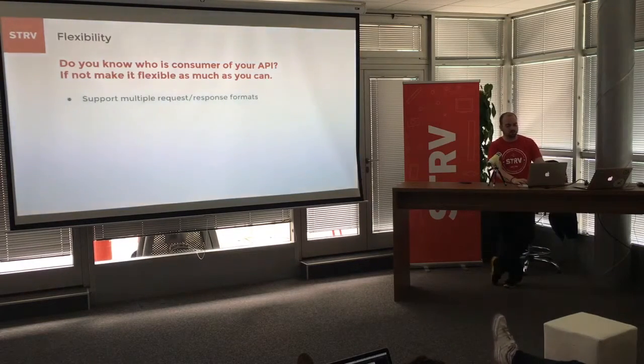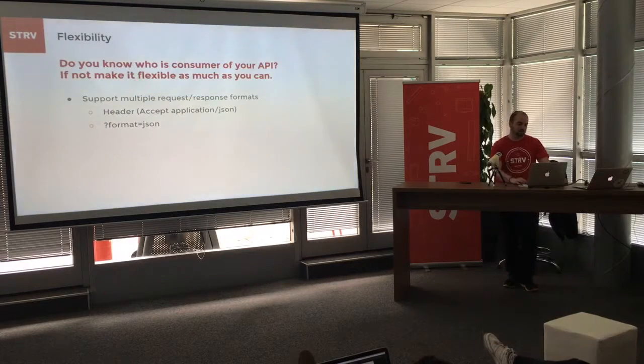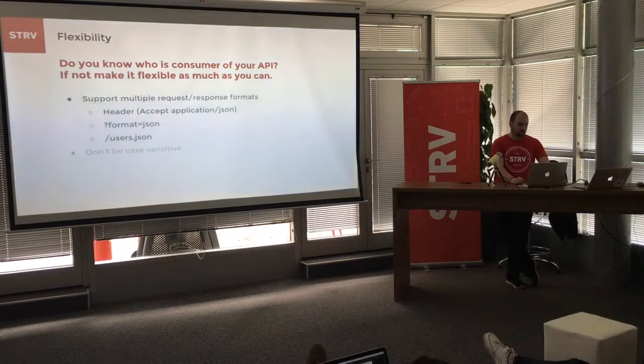They can tell you, for example, in the Accept header, for example application/json, or you can give them the possibility to tell you in a parameter of any URL, like I want JSON, for example. The other thing: don't be case sensitive. I saw this sometimes, and it's not good.